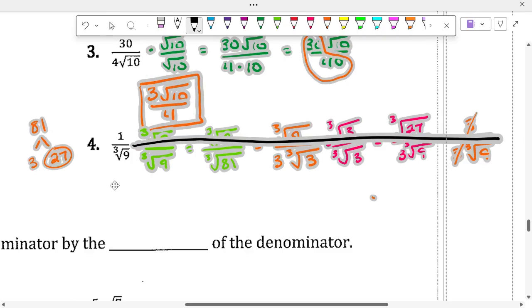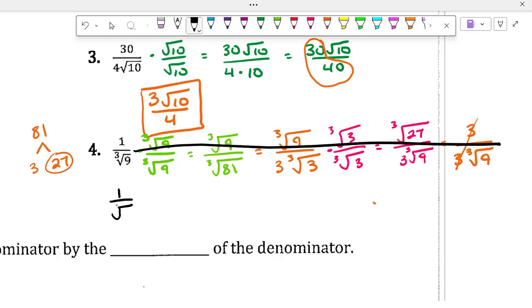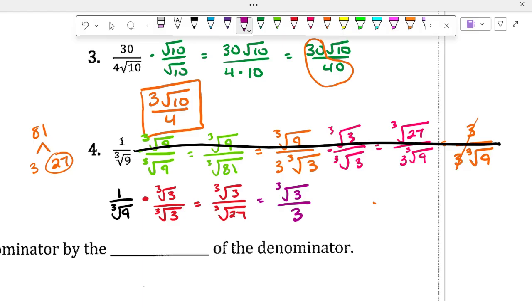So I'm just going to rewrite it down here. I'm going to multiply this by the cube root of 3 over the cube root of 3. So this would be the cube root of 3 over the cube root of 27. Because we just multiply what's under the radical, so 9 times 3. What's the cube root of 27? 3. So we got the cube root of 3 over 3. And just like that, our radical's gone.